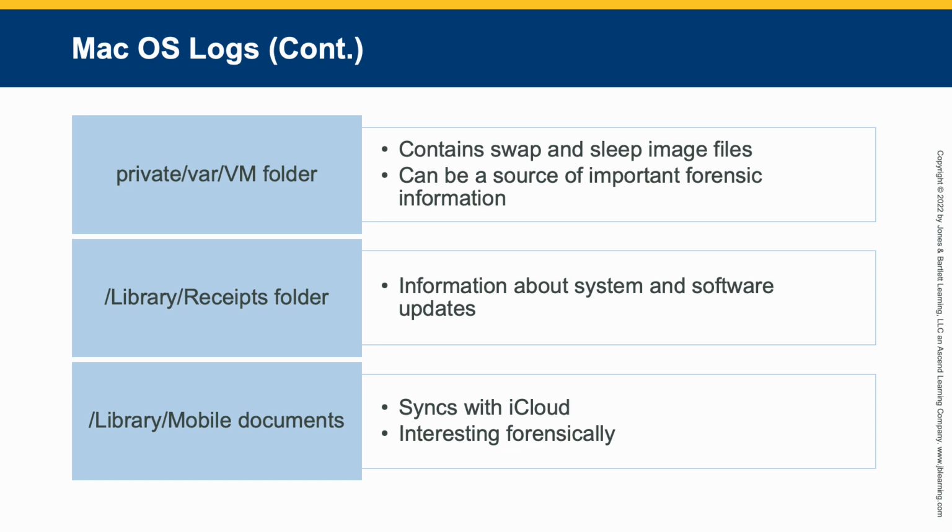The VM folder contains swap and sleep image files, which can be the source of important forensic information. Information about system and software updates is in the receipts folder. Mobile documents are synced with iCloud. Interesting forensically.